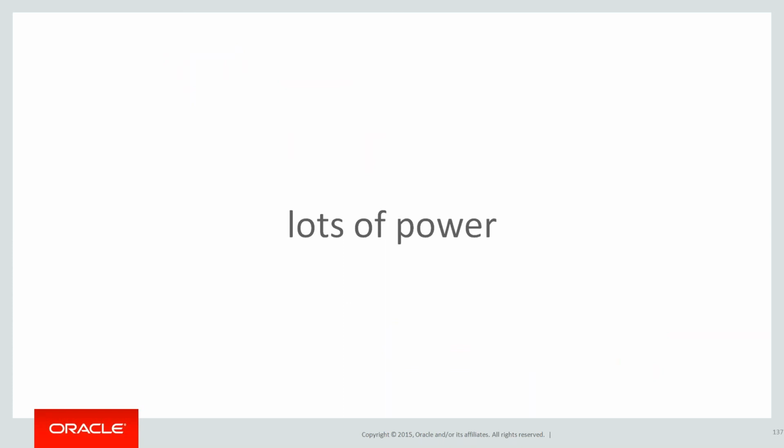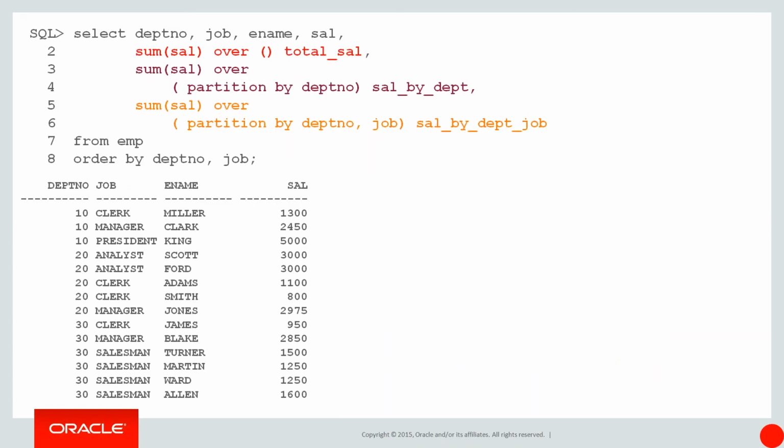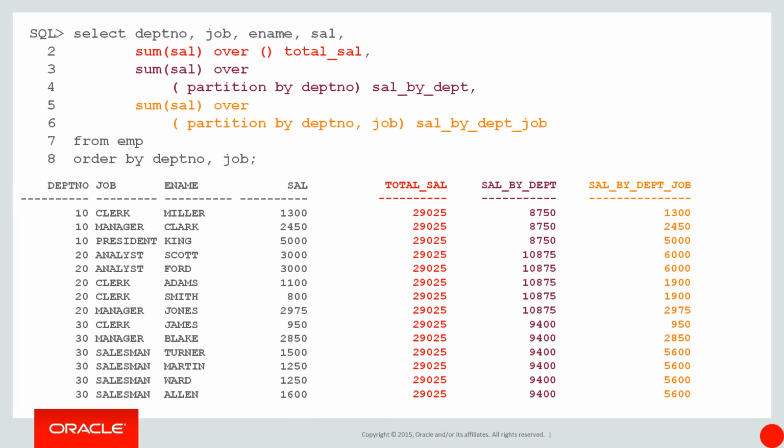There's a lot of power in analytics. In one query, for example, I could do sum salary over just empty brackets, which is over the entire lot. I could do sum salary by department number, sum salary by department and job number. I can do all these totals and aggregation all in one query. It's very easy to do just with multiple analytic functions.